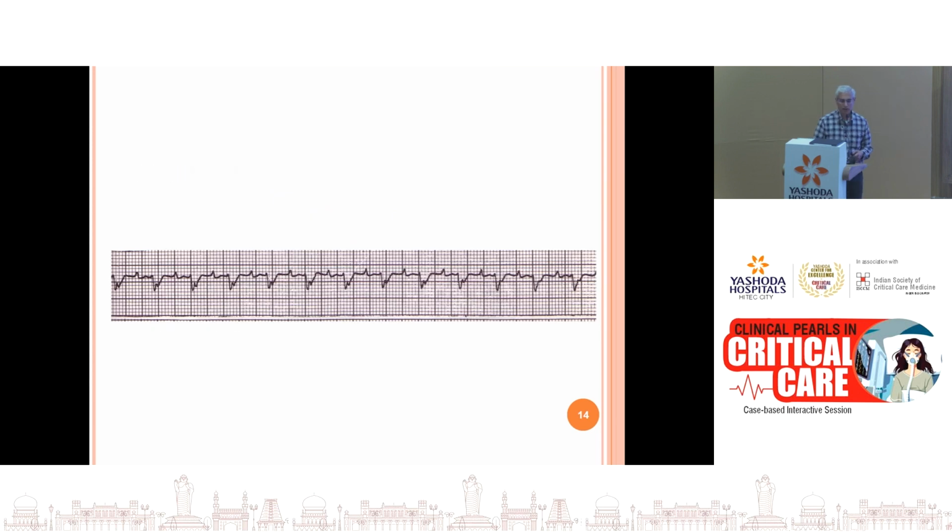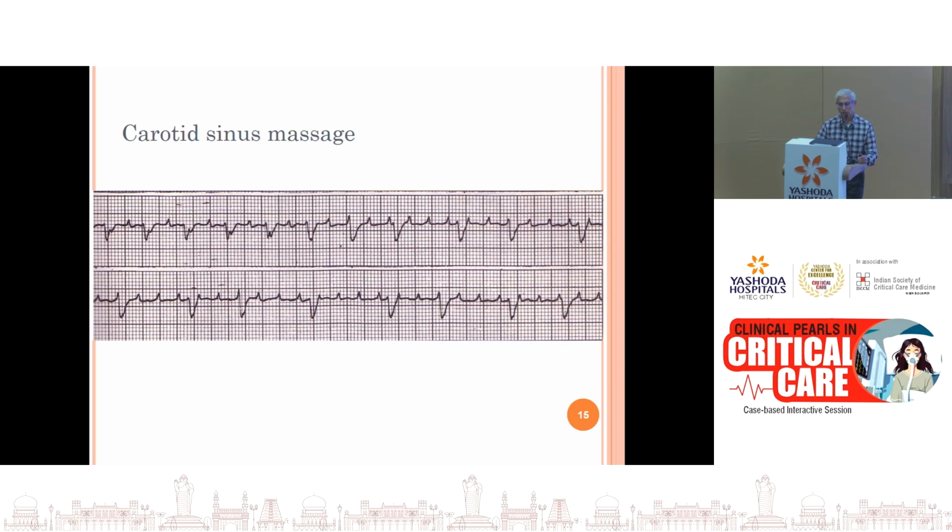So this is a rhythm strip of a patient who had, again, a tachycardia. Is there a P wave preceding every QRS complex? Yes. Is the P wave looking normal? More or less. Is the QRS looking normal? No. The QRS looks a little broad. So this ECG was interpreted as an atrial tachycardia with a first degree AV block because the PR interval was prolonged. In the same patient, when we did carotid sinus massage, you see what is happening.